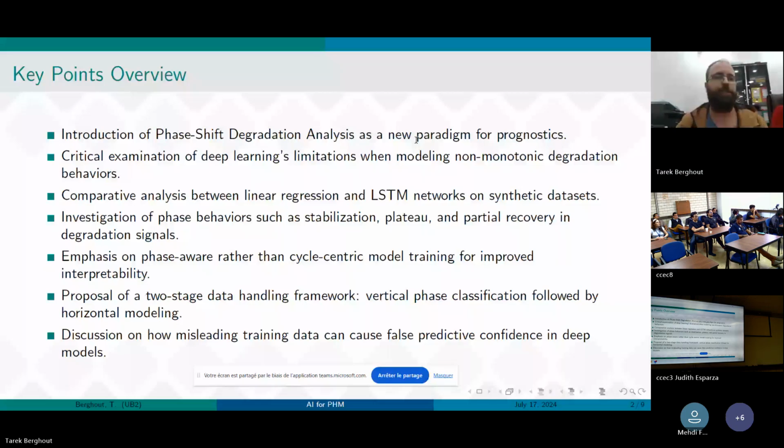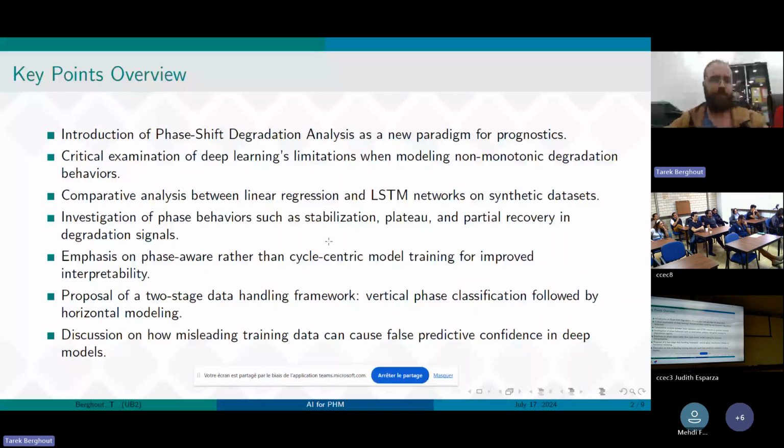After the comparison and showing the results, we'll end up with an important conclusion, which opens a new door for prognostic and health management systems. And then we end with very important perspectives and future pathways in this field.